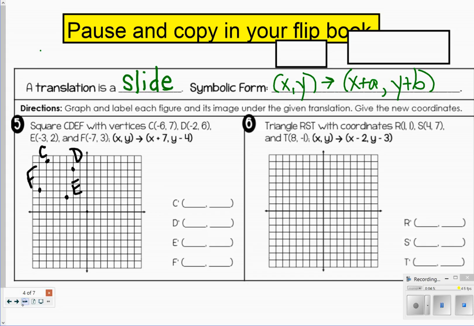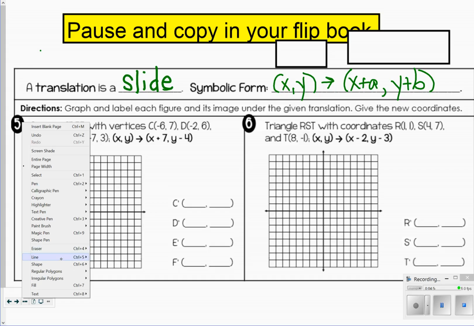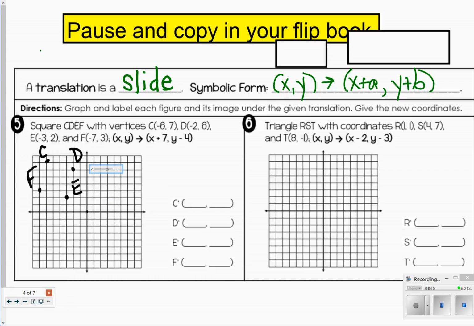I'm going to go ahead and make straight lines with this so it looks very nice and neat. So we have a line there, we have a line there, there, and there. So that is our square. A little funny looking, but anyways. And it says to translate it in a way where x is moving 7 and y is moving -4.